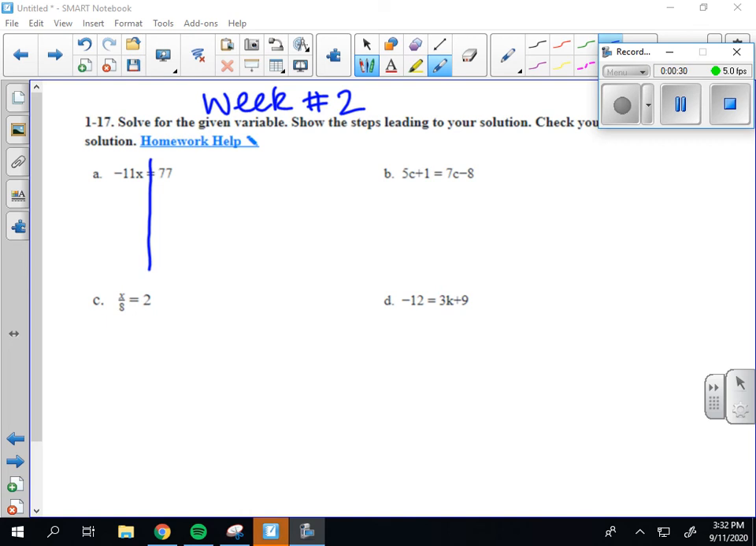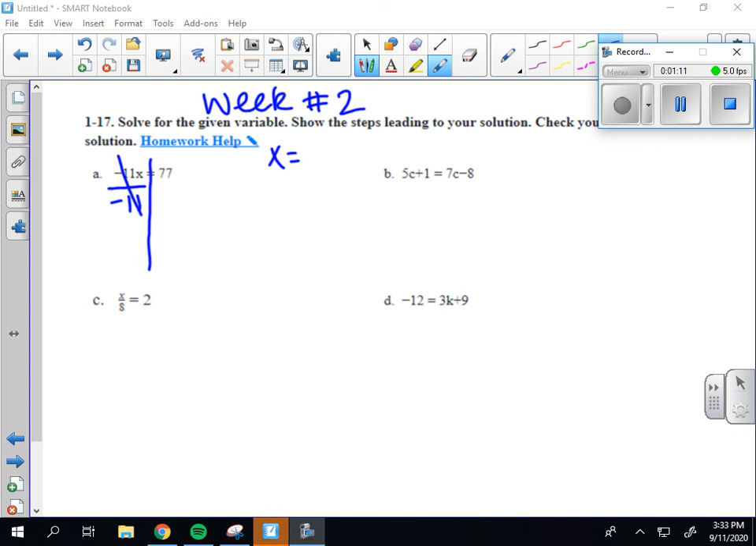Okay, in order to move anything away from the x, our goal is to have an answer that looks like that. I need to do the opposite of what's happening. So in A, what's happening is negative 11 times x is equal to 77. Well, I have to get rid of that negative 11. So the opposite of multiplication is division. So if I divide by 11, that is like canceling out, right? It's doing the opposite. Like if you take one step forward and one step back, you haven't done anything. So here, if I multiply by negative 11 and divide by negative 11, I cancel out.